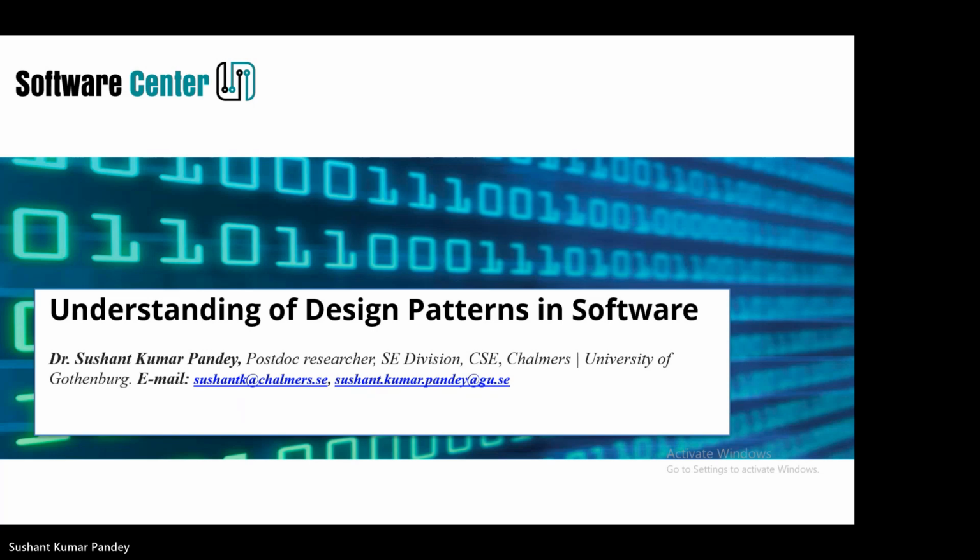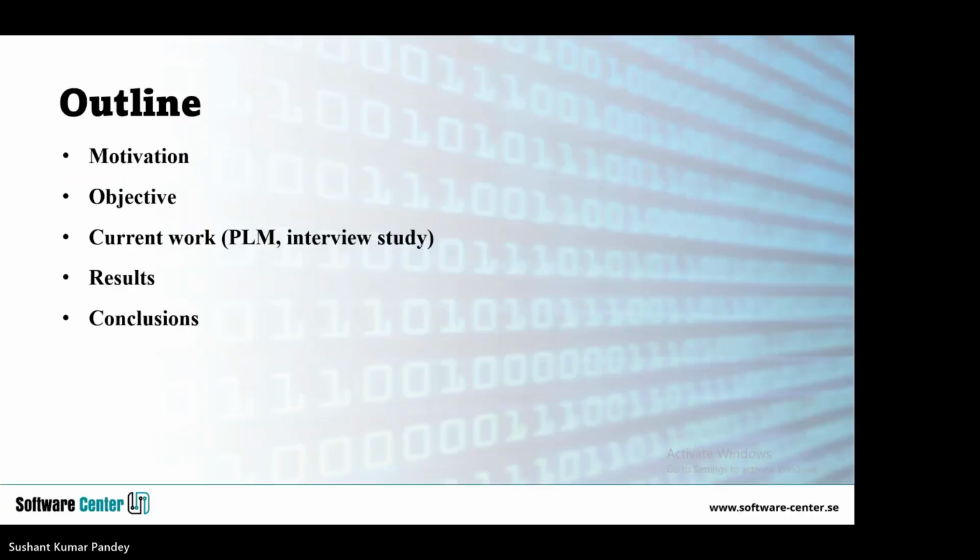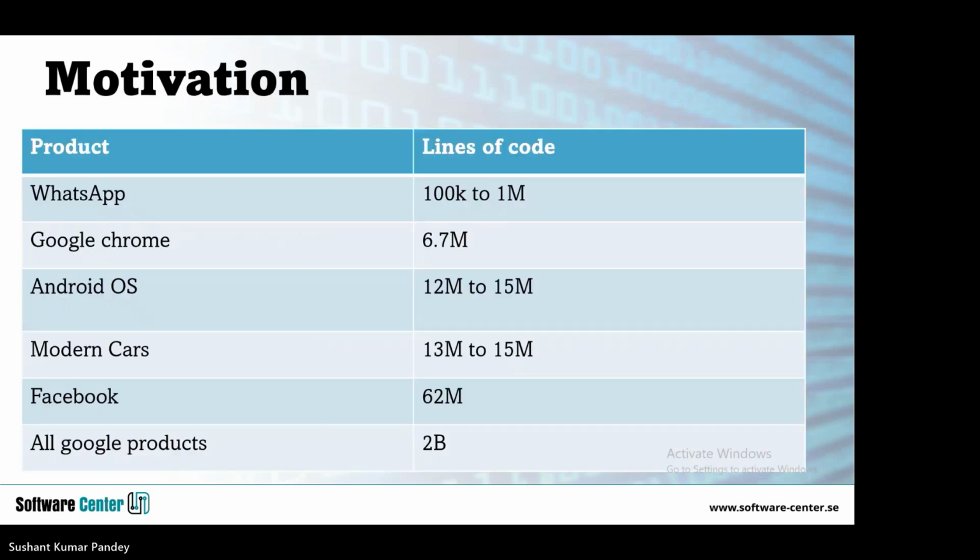So basically, my presentation will be like, first I will discuss the motivation, that's why we are doing this. I will briefly discuss the objective of the project that I'm working on. I will say three current works that I'm working on at a higher level. I will show the results and conclusion along with the work. So this is the way that I will follow during the presentation.